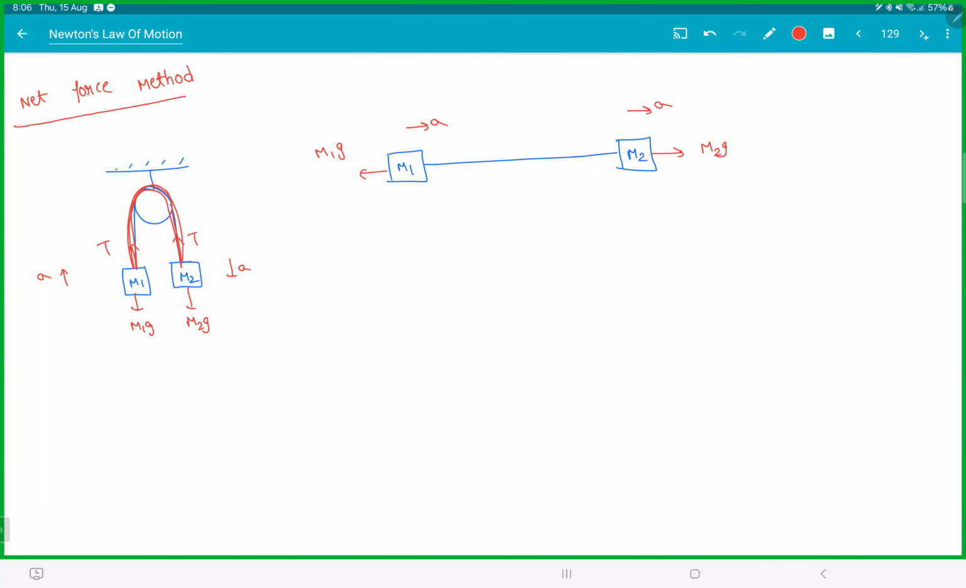It's a curved x-axis. The reason I can do this is because anyway tension is going to cancel out. It doesn't matter here. Now if you write the forces, what do you get? M2G minus M1G will be total mass (M1 plus M2) into acceleration. There.